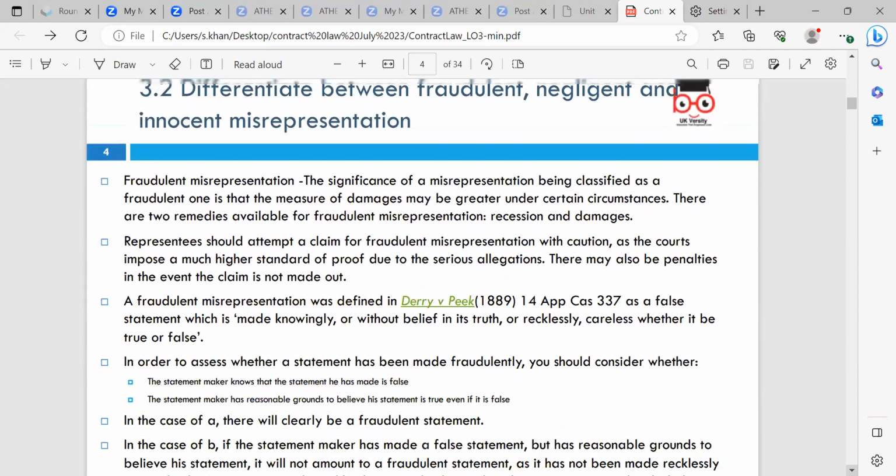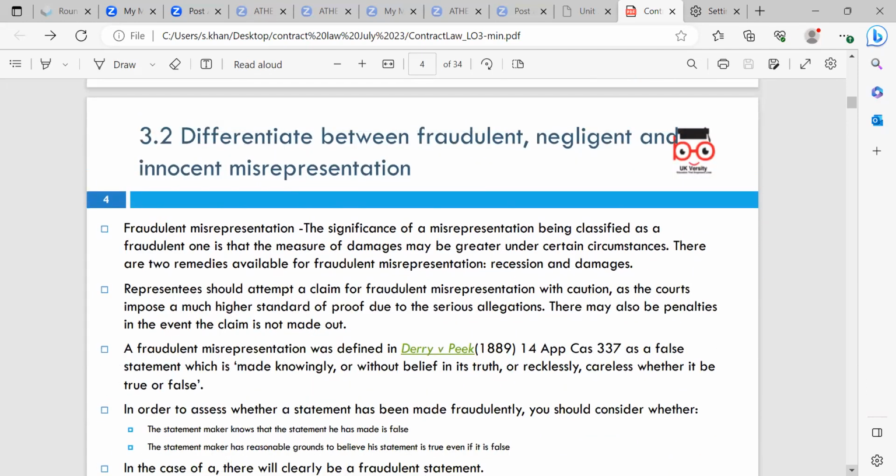So now we're going to look at 3.2, which is to differentiate between fraudulent, negligent, and innocent misrepresentation. So fraudulent misrepresentation: the significance of misrepresentation being classed as fraudulent is that the measure of the damages may be greater under certain circumstances.